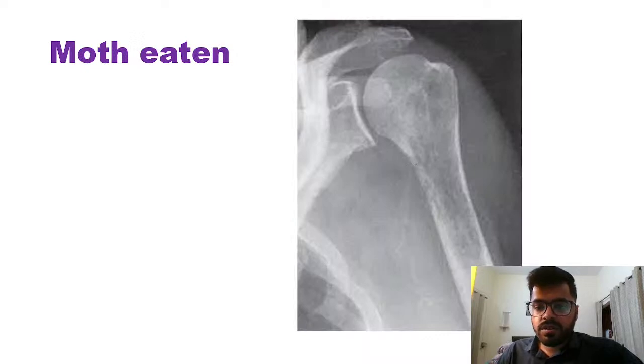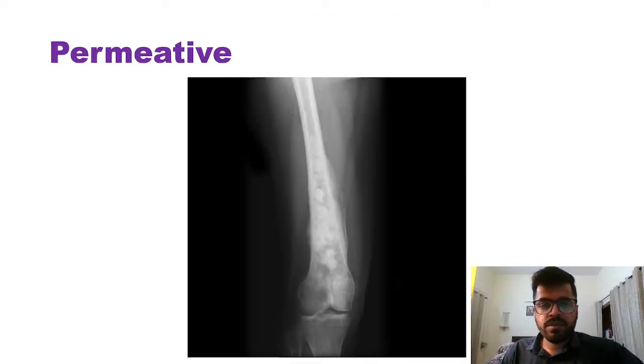This is a moth-eaten appearance. As we can see, there are multiple lytic lesions. This could be a malignant lesion. And this is a permeative diffuse lesion with a wide zone of activity. Most probably this should be a malignant tumor.